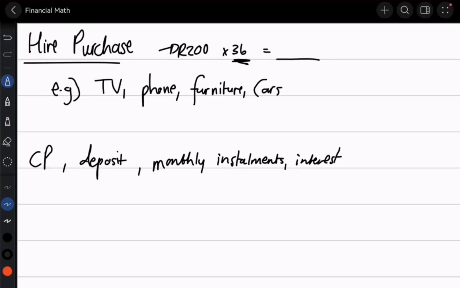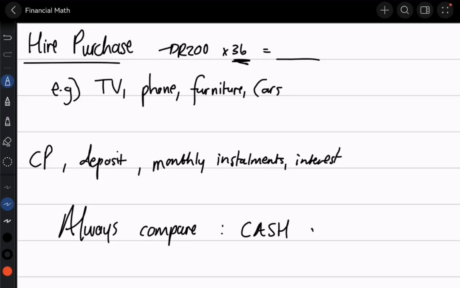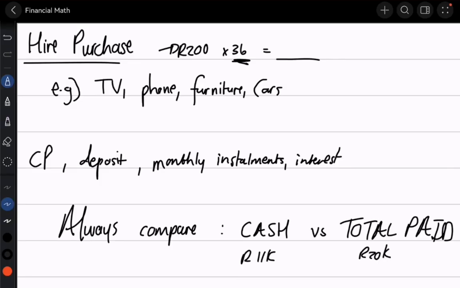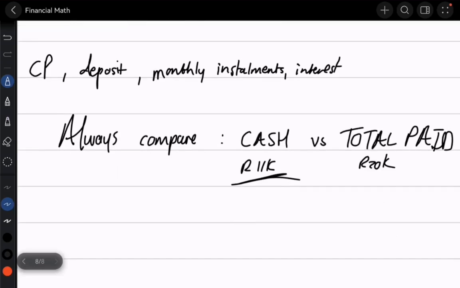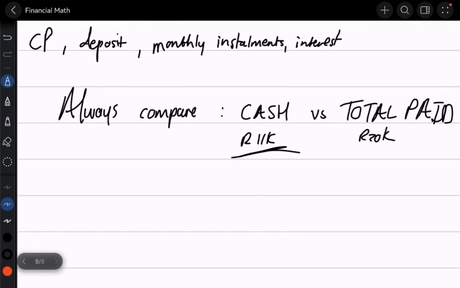So for an exam tip, always compare the cash versus the total paid. Sometimes they'll ask whether this person is losing, gaining, or saving money, so you need to always compare the cash versus the total paid. For example, if the phone costs me 11K and I end up paying 20K because I was on hire purchase, I could have just bought it cash. The hire purchase was just too expensive in this case. Hire purchase is always more expensive than cash.